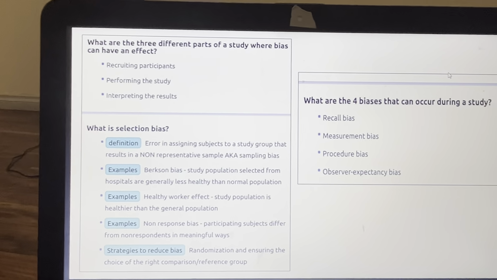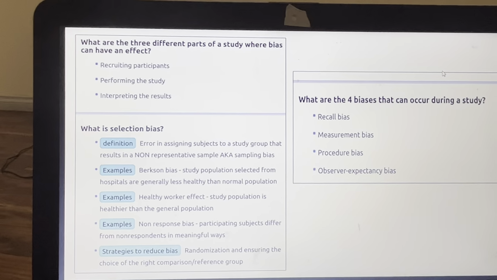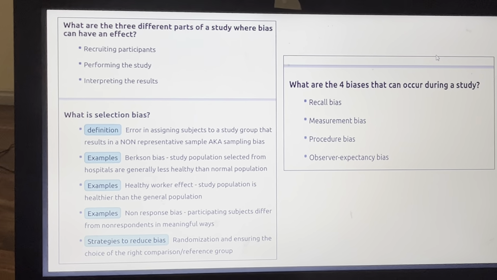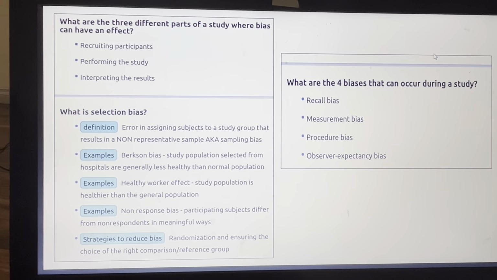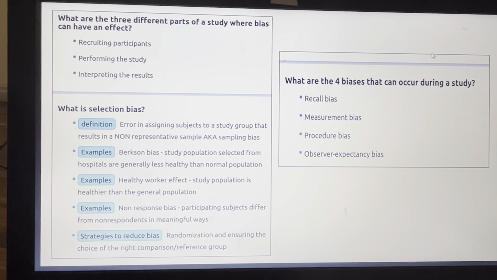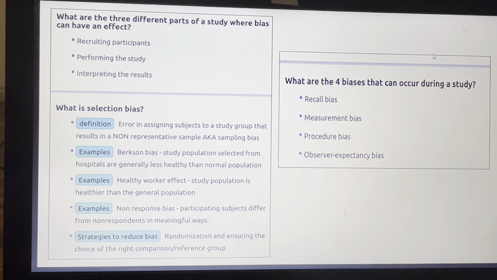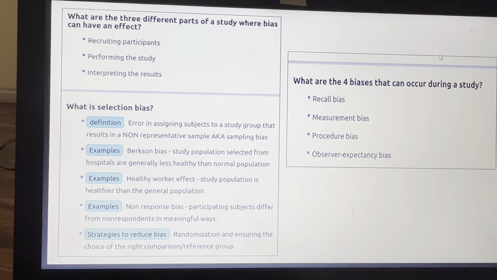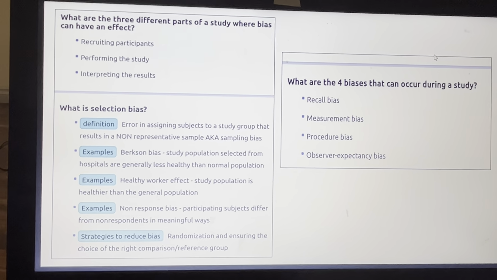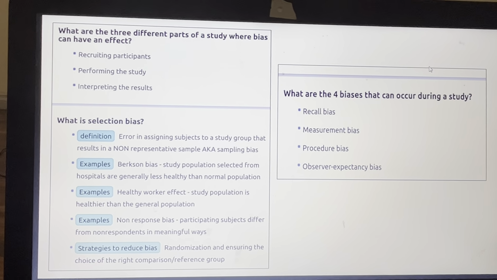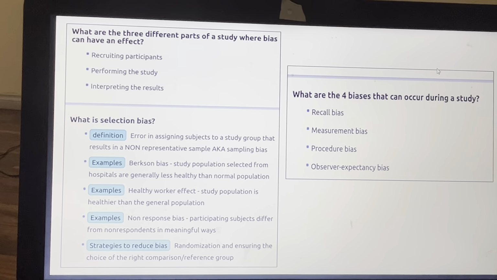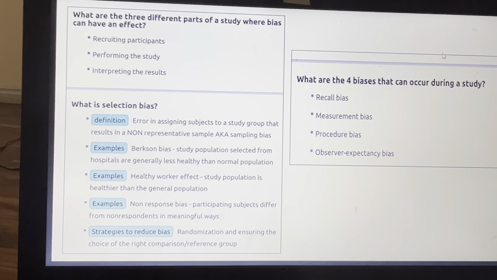Now then we have the bias. What are the three different parts of the study where bias can have an effect? Recruiting participants, performing the study, interpreting the result. When we are assigning the participants, then we can introduce bias. While we are performing the study, we can cause bias. And after the outcome is there and we are trying to interpret the result, there can be bias.